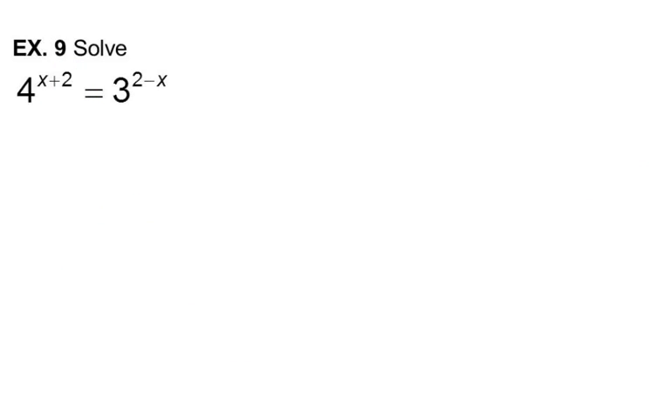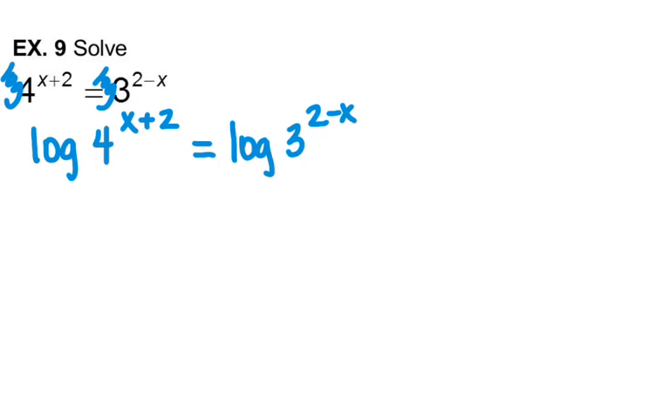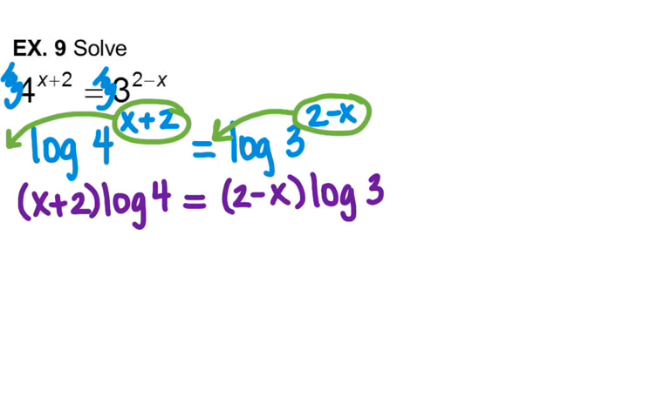Okay, number 9, I have 4 to the x plus 2 power equals 3 to the 2 minus x power. So in this case, when I have a variable in the exponent, I want to take the log of both sides so that I can bring those exponents down. So log of 4 raised to the x plus 2 equals log of 3 to the 2 minus x power. I can bring the exponents in front of the log. So x plus 2 times log 4 equals 2 minus x times log 3.